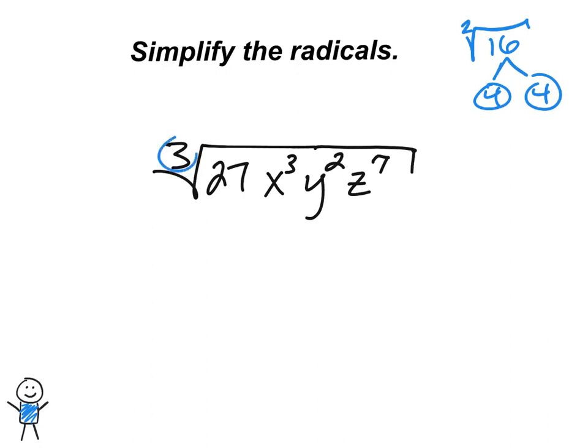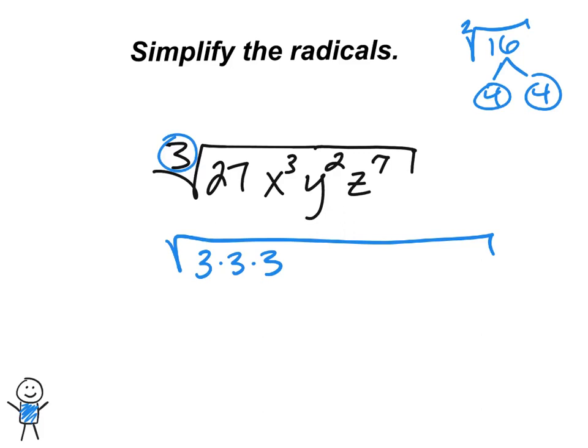For the cube root, we're looking for a set of 3 factors that are all the same number. For instance, 2 times 2 times 2 gives me 8, so the cube root of 8 is 2. In this case, we're asked to find the cube root of 27. So let's see if we can break down 27. 27 breaks down into 3 times 3 times 3, right? 3 times 3 is 9, and 9 times 3 is 27.